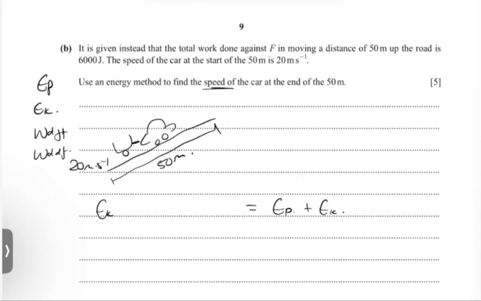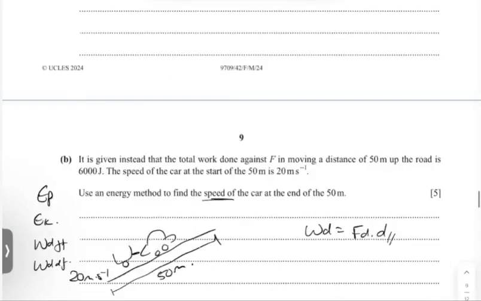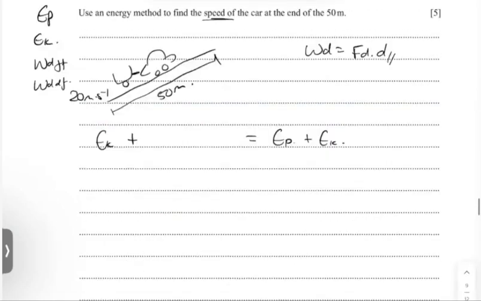Work done by the driving force is always given to the car. So work done is the same as your driving force times your distance, that's parallel. In this case, do we have a driving force? We do. The driving force is 3,000 Newton. Let me write here work done by the driving force, and then we are losing energy to friction of the trailer, and we're losing energy to friction of the car.